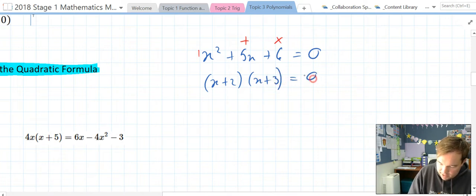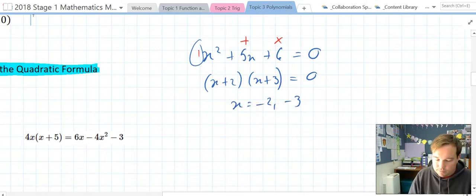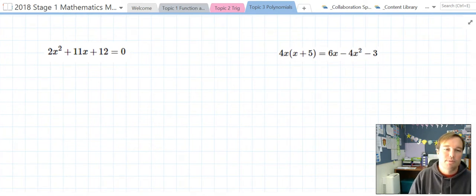And you'll have started that in year 9, and then worked on it again in year 10. So when there's a 1 at the front here, sum and product should be nice and easy for you. So therefore x is minus 2 and minus 3. However, it's not always going to be that simple.